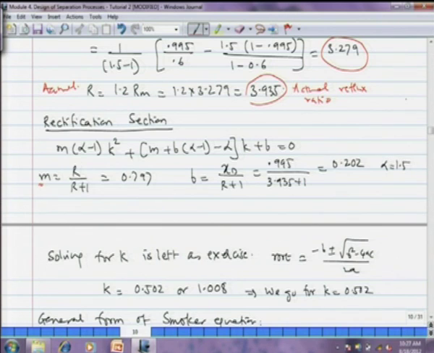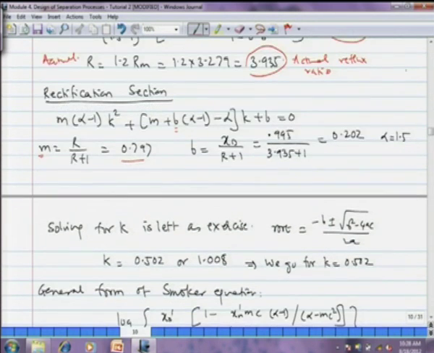M is the slope of the operating line. Now, we are dealing with rectification section. So, the slope is R divided by R plus 1, and now putting value of R as 3.935, we calculate the value of slope as 0.797. The b is essentially the y-intercept of the rectification operating line, that is xD by R plus 1. We have again values of all of these, xD and R.